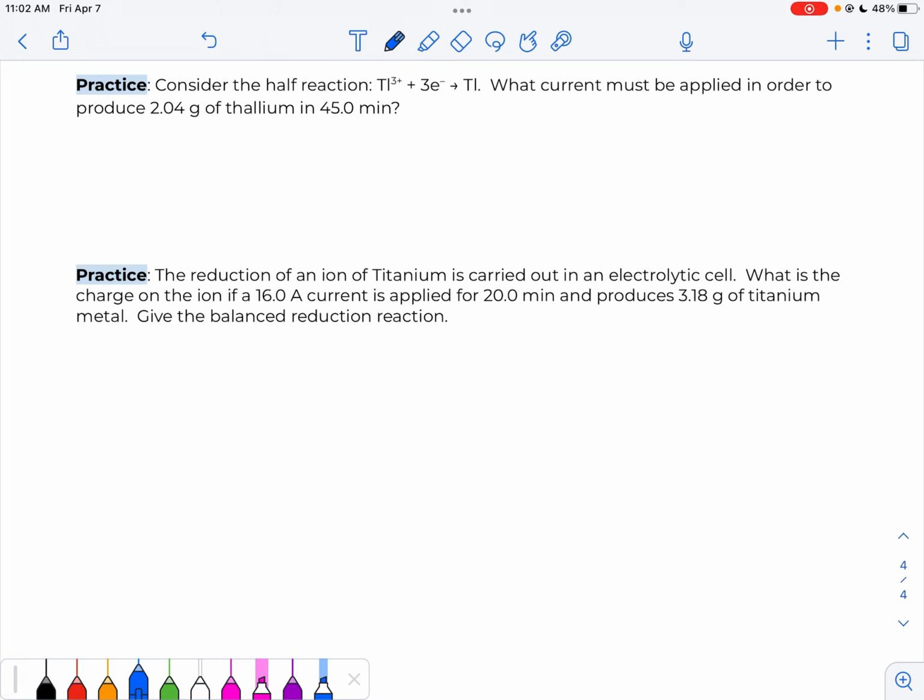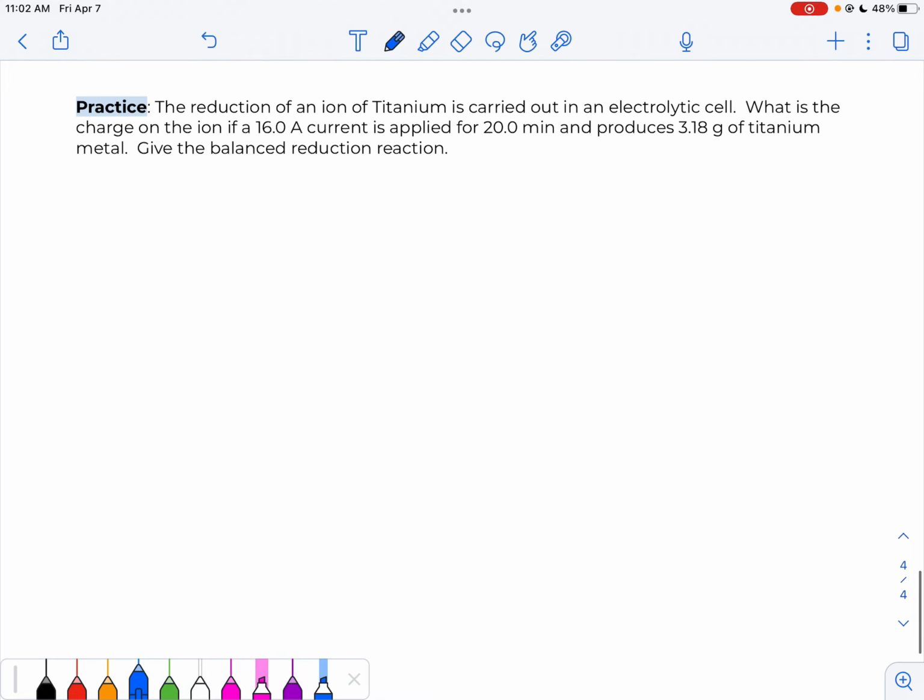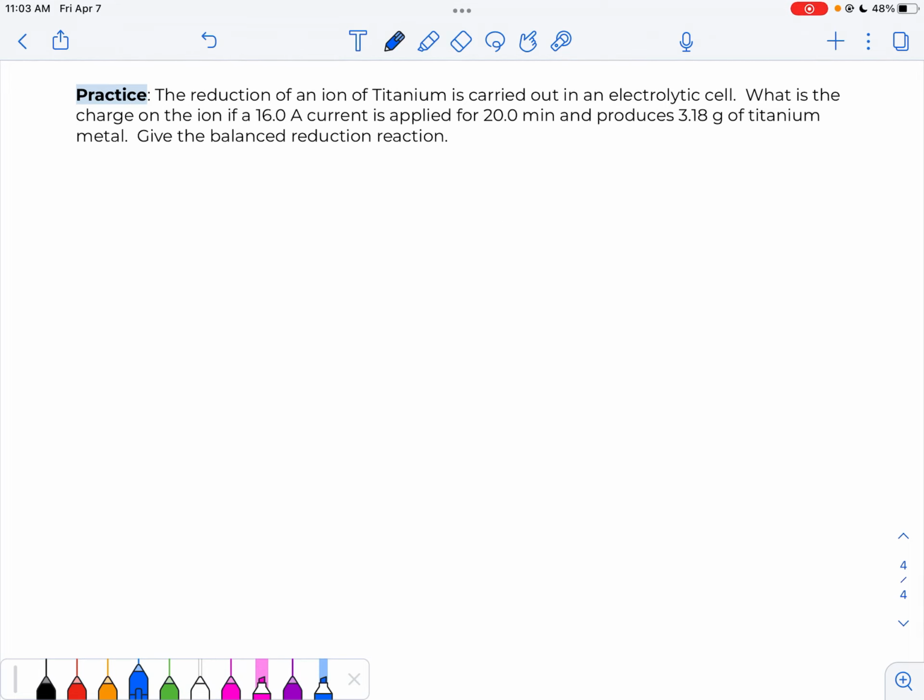I think that you are able to do that first practice problem as well, but I want to walk you through the last practice problem on this sheet. This one's a little bit different. I'm asking for something a little different. So, reduction of an ion of titanium is carried out in an electrolytic cell. What is the charge on the ion if a 16.0 amp current is applied for 20 minutes and it produces 3.18 grams of titanium metal? Give the balanced reduction reaction.